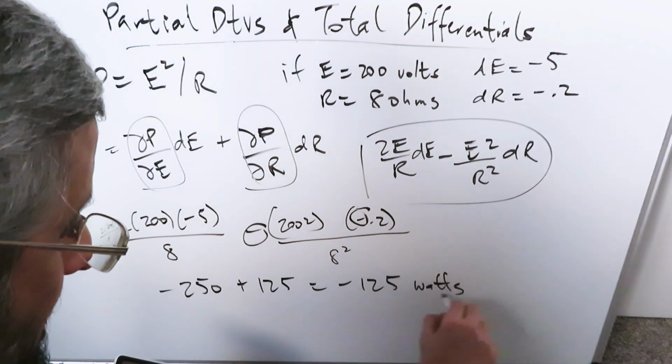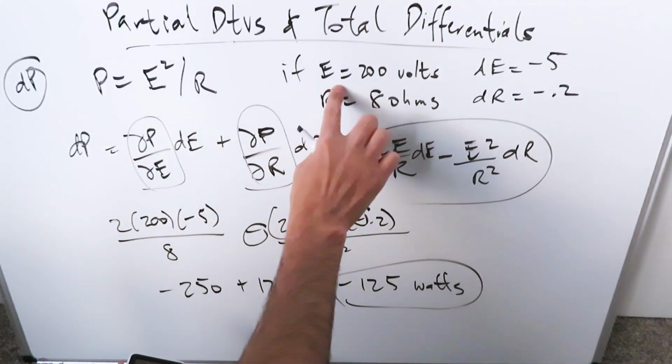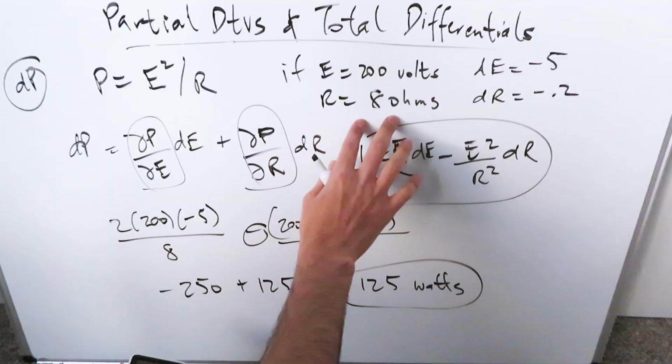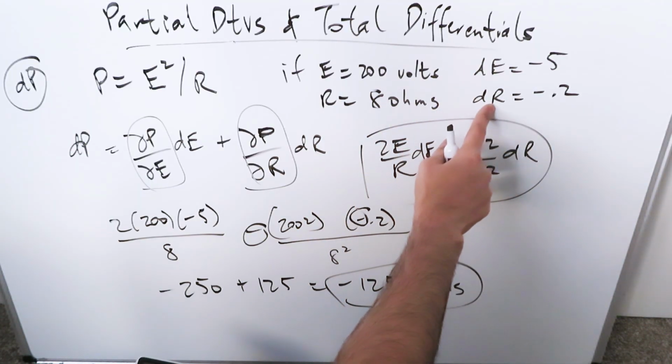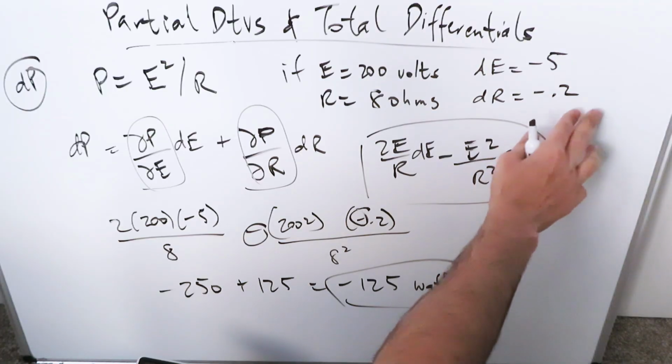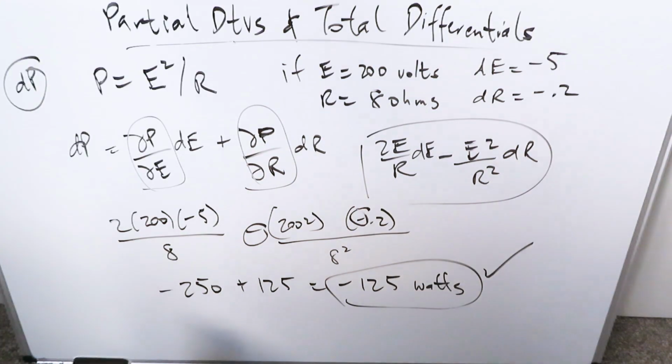What is this telling you? This is telling you for this system, P equals E square over R, with this voltage of 200 coming through and resistance of 8 ohms, if the voltage was decreased by 5 volts and the resistance was decreased by 0.2 ohms, your power output will be decreased by 125 watts, and it will be a correct answer. And we've done this using total differentials.